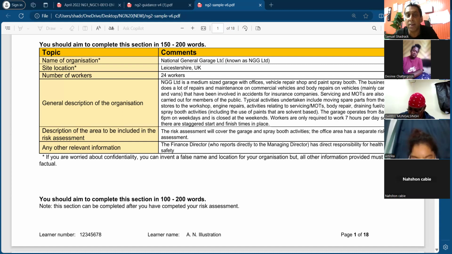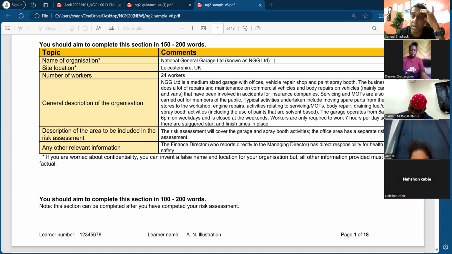This National General Garage. Do you think that's a real company? No. That's a made-up name, right? So just put a name. It doesn't matter. Like I said, to pass the project, it's about left-hand side and right-hand side. You have to fill it out. If you leave this blank, you'll fail, right? So you could put any company you want. You can make up a company.